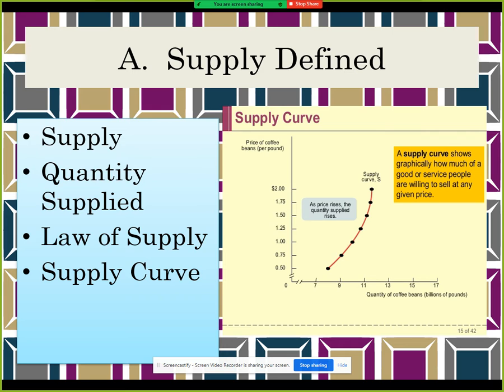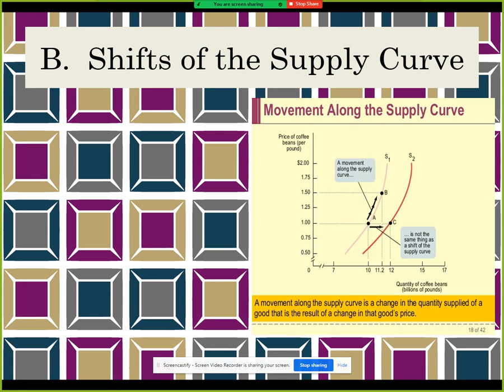It's about 8 billion pounds, okay? And if the price goes up to $1.25, how much is being supplied? About 11 million pounds. So we see as the price goes up, suppliers want to supply more and more of those things. Okay, makes sense.